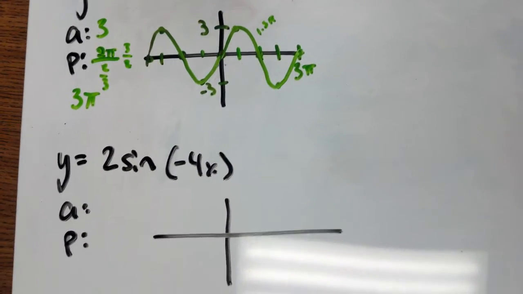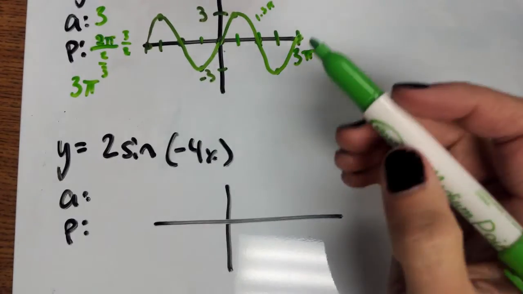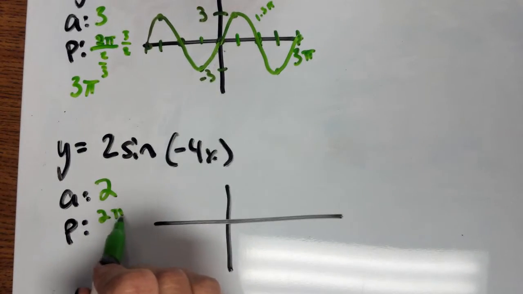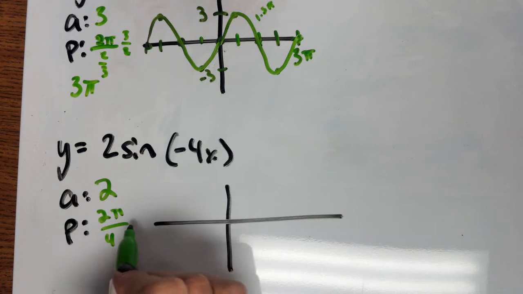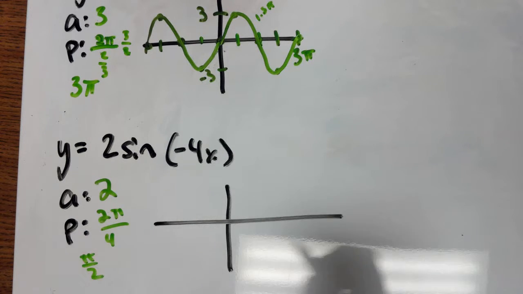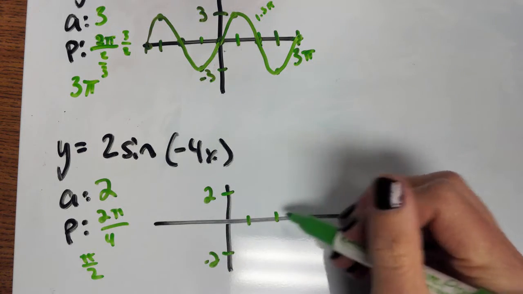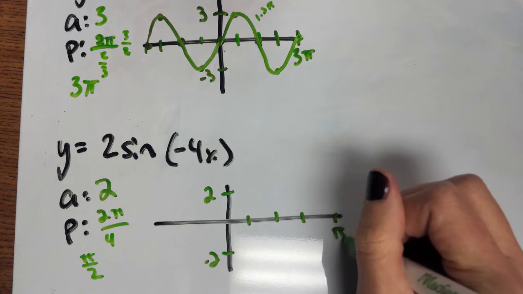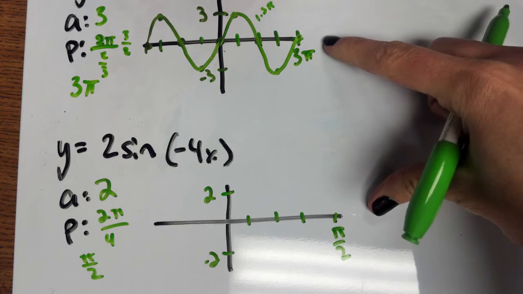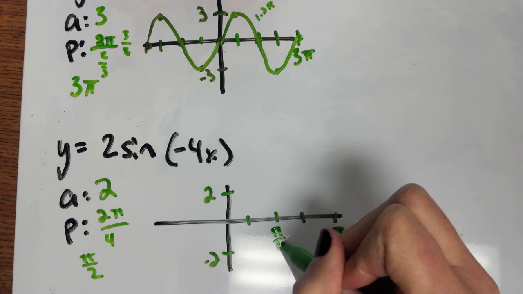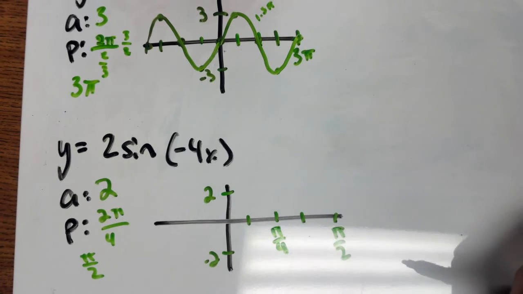If we want to do a negative period, or a negative b I should say, amplitude is 2. My period is 2 pi over 4, which is going to give me pi over 2. So I'm going to go ahead and set my graph up 2 to -2. We've got 4 intervals. We're going to end at pi over 2. So it looks the same as the top one, but you can see pi over 2, these are a whole lot smaller. This would be pi over 4, pi over 8, and so forth.